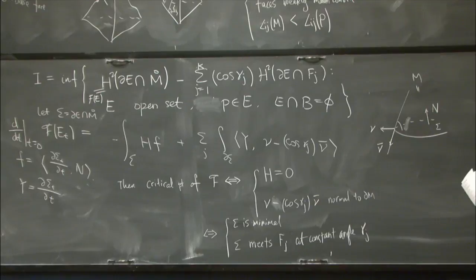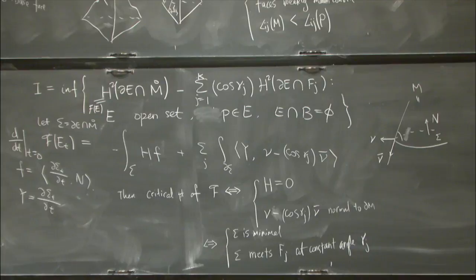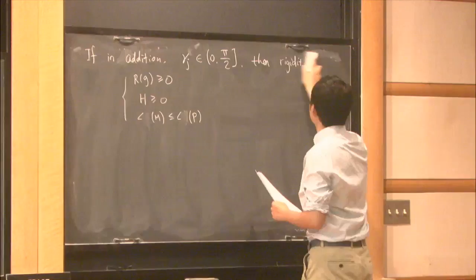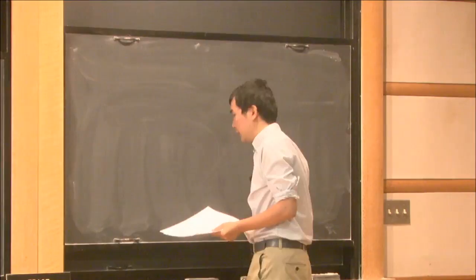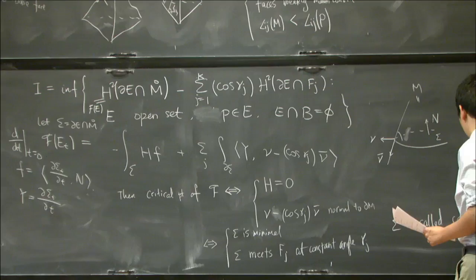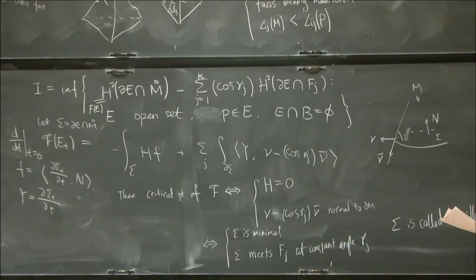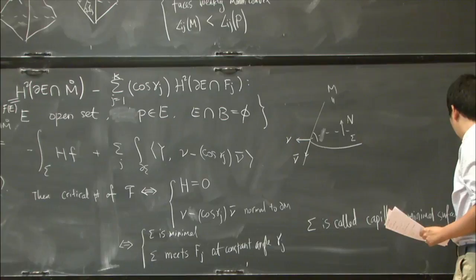All right. So let's keep in mind this functional and the theorem over there. In general, such surfaces, sigma, are called capillary. In this case, a capillary minimal surface. So it's a generalization of free boundary minimal surface.